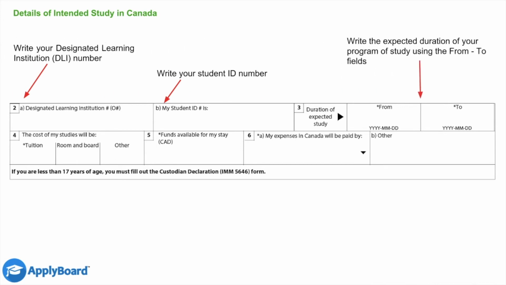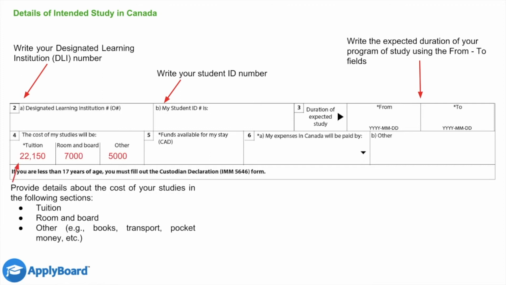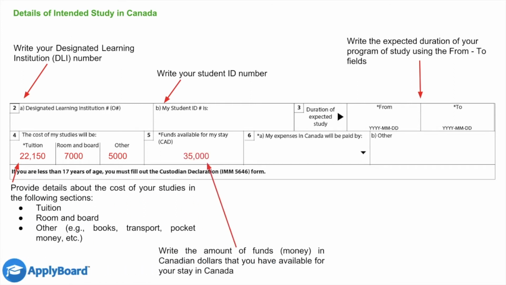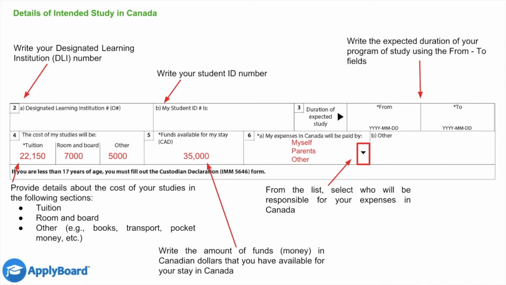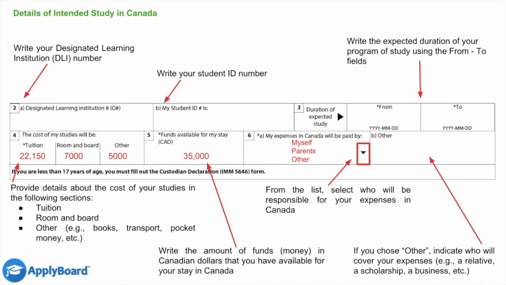Write the expected duration of your program of study using the from, to fields. Provide details about the cost of your studies in the following sections: tuition, room and board, other, such as books, transport, or pocket money. Write the amount of funds, money, in Canadian dollars that you have available for your stay in Canada. From the list, select who will be responsible for your expenses in Canada, either myself, parents, or other. If you chose other, indicate who will cover your expenses, such as a relative, a scholarship, or a business.